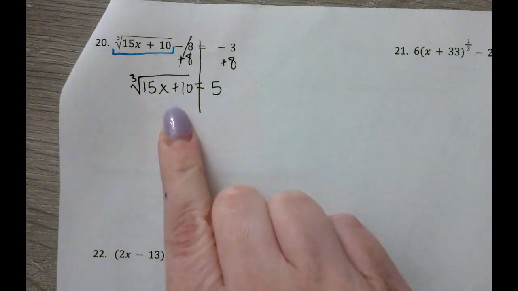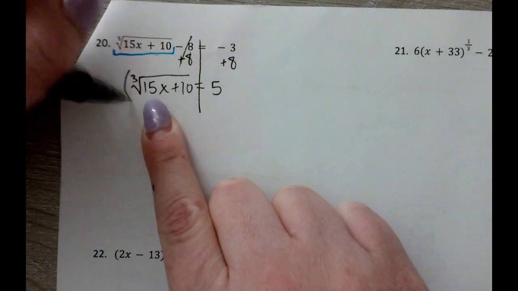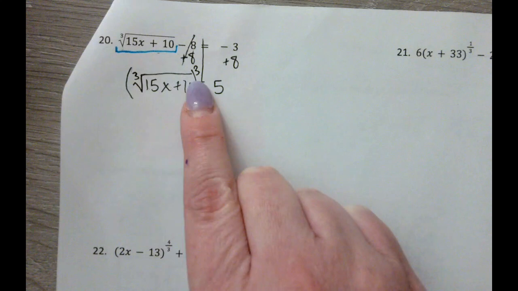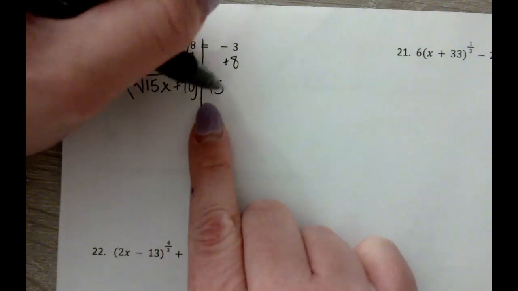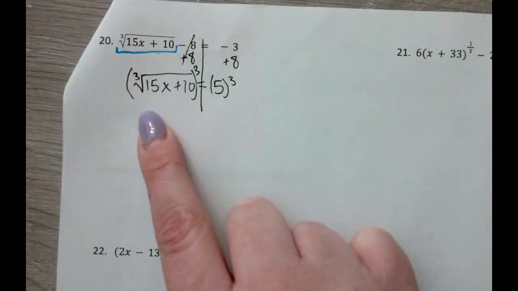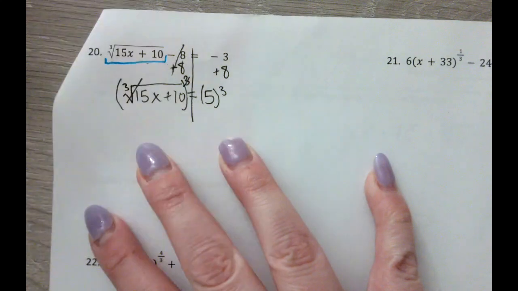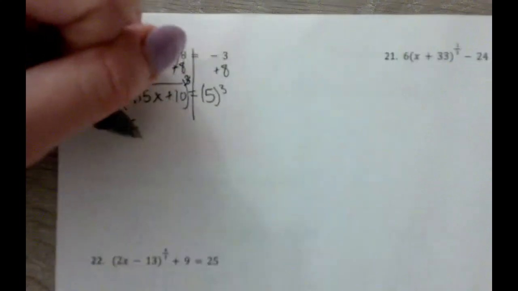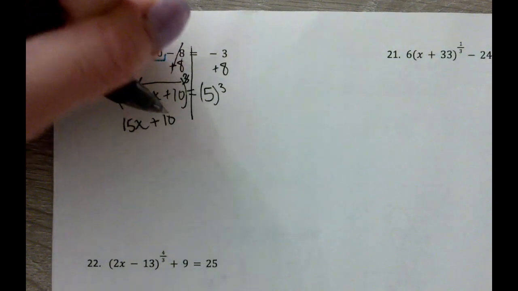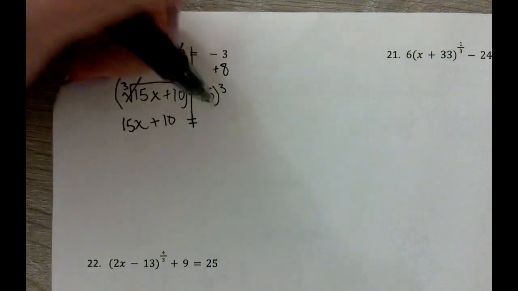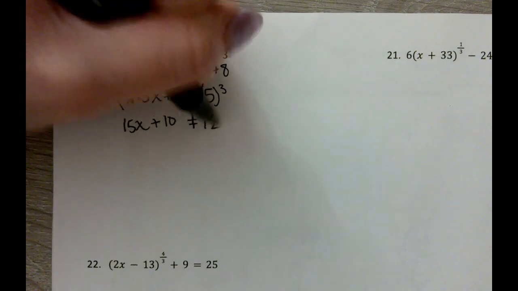Now we have a cube root. The opposite of a cube root is cubing. And remember, you cube both sides. What you do to one side, you do to the other. The cube cancels out the root, so we now have 15x plus 10 over here equals 5 cubed. You can do that in your calculator. That's 125.